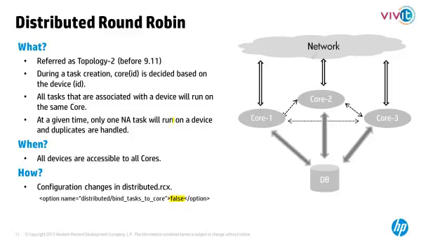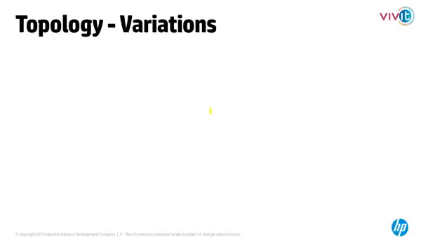So, perfect. Let's keep going. Now we talked about the primary topologies. Now we'll talk about the variations. What are the variations for these 2 primary topologies?